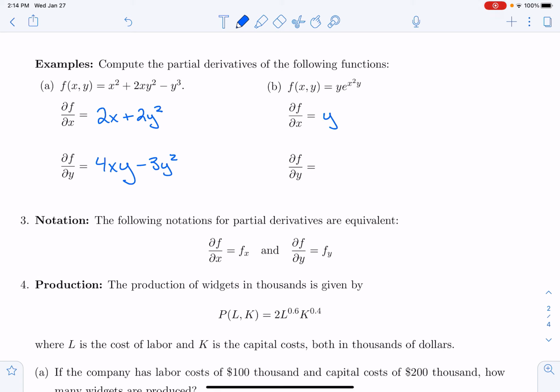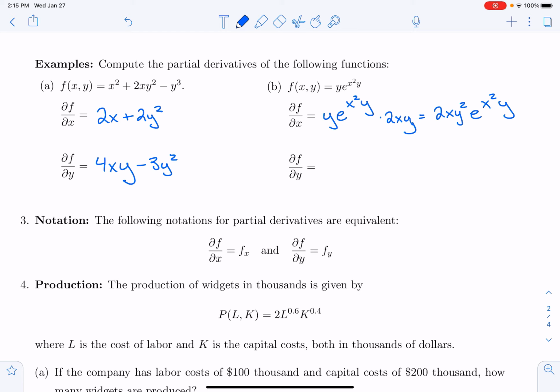And then e to the x squared y: the derivative of e to anything is e to that thing, times the derivative of what's inside the box. So what is the derivative of x squared y? Well, y is just a constant, so that derivative is going to be 2xy. We can simplify this if we choose. It's going to be 2xy squared e to the x squared y. That's sometimes helpful when working with the expression, but it's not necessary to simplify to say what the derivative is.